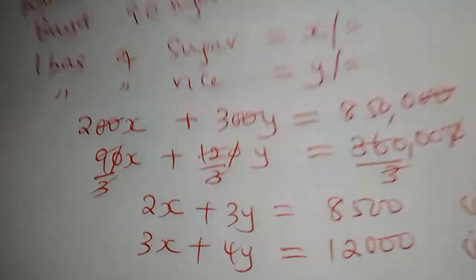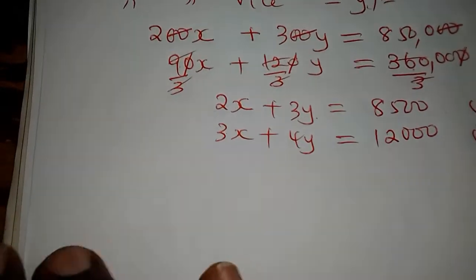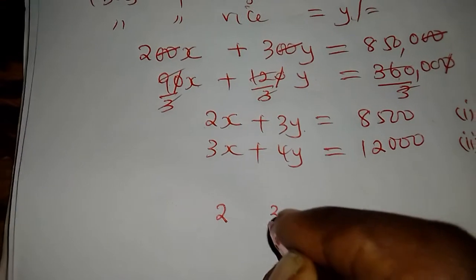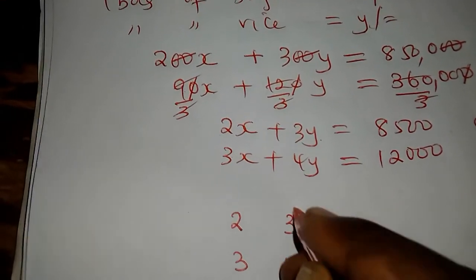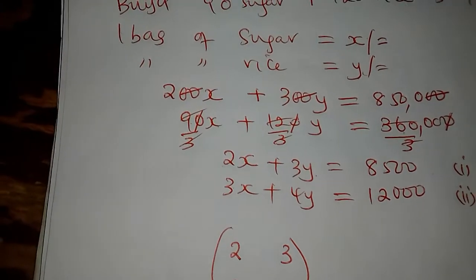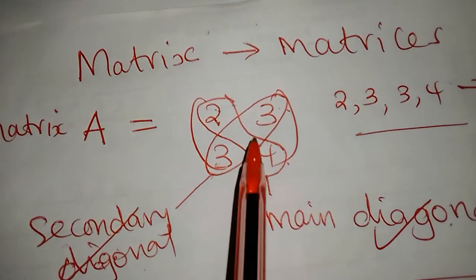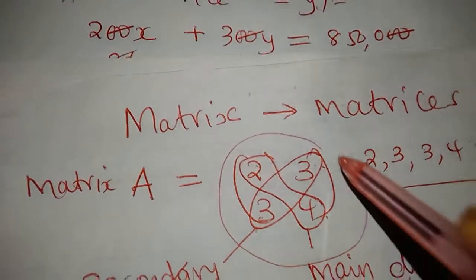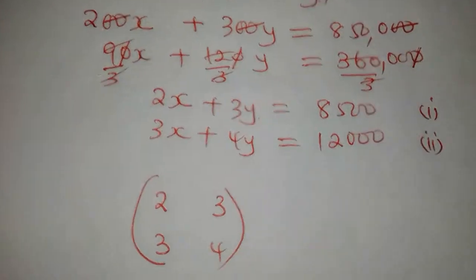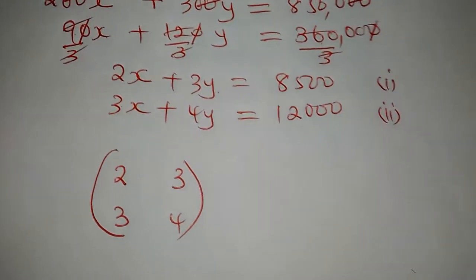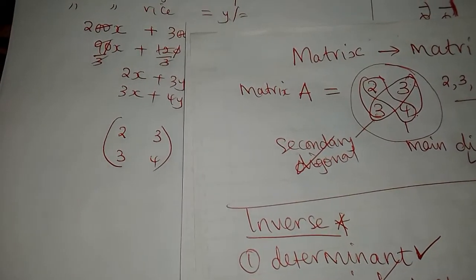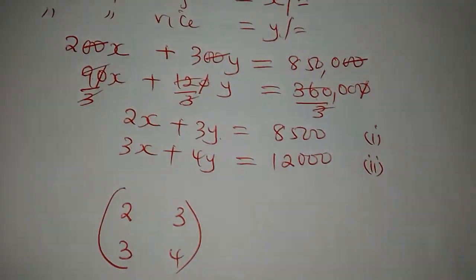So we can form what we call a matrix equation. You see, we are going to say now 2, 3, 3, 4. For you to know that you're on the right track, it should resemble whatever you had ended up using while getting the inverse. So you see, 2, 3, 3, 4. They must be the same. That gives you a hint that you're on the right track.